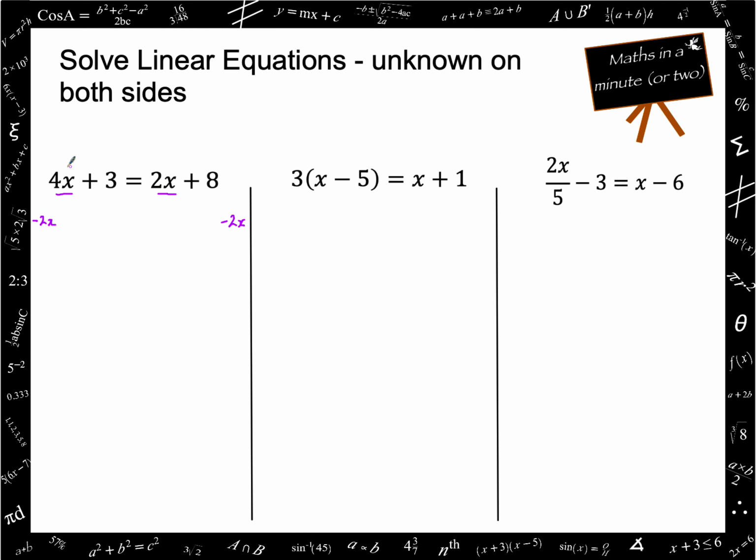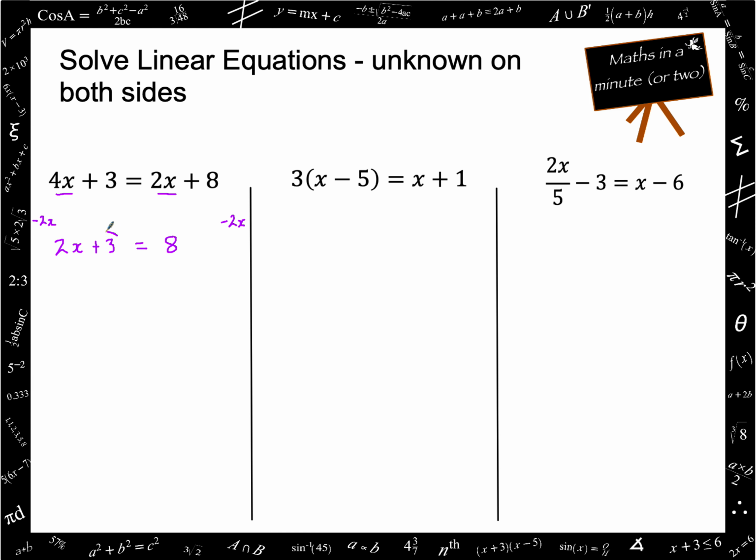So if I take 2x from this side, 4x take 2x gives me 2x, but that plus 3 is still there because that hasn't been affected by subtracting 2x. And on the right hand side, the 2x's have been taken away, so I've just got the 8 left. And now it looks like a linear equation with unknowns on just one side.